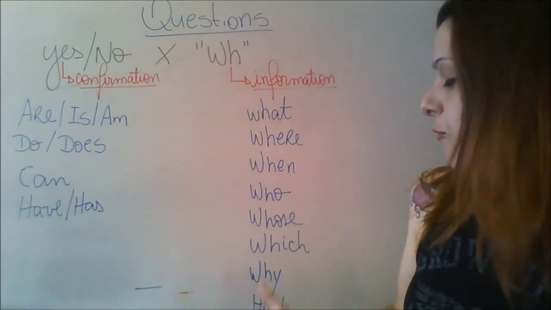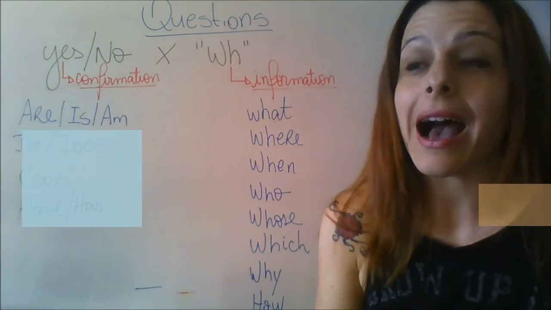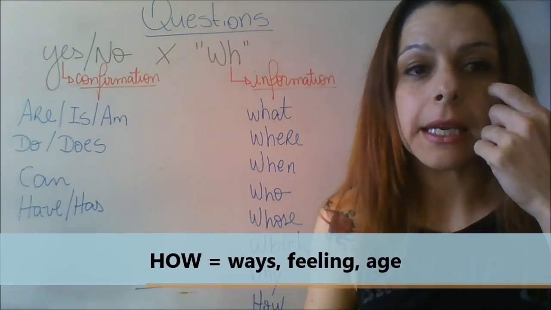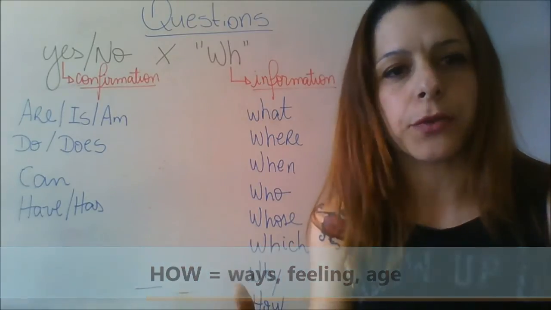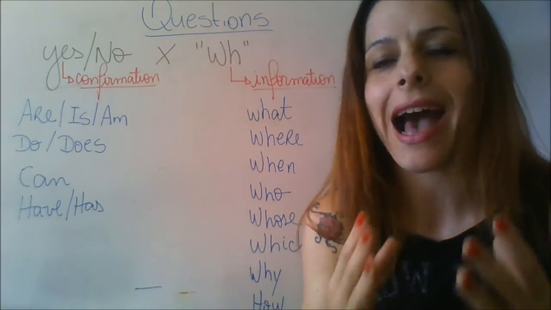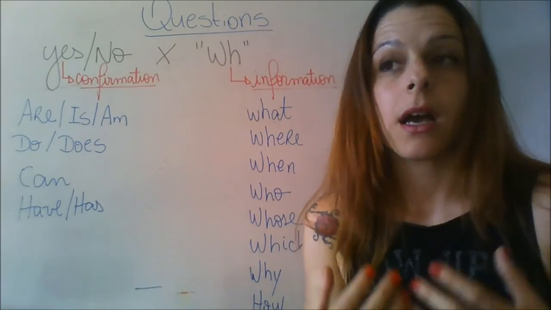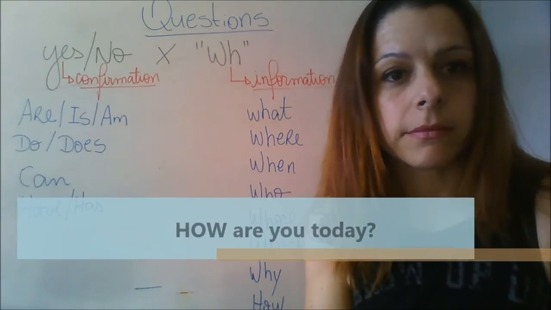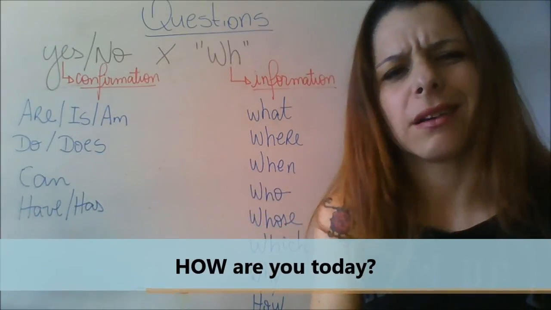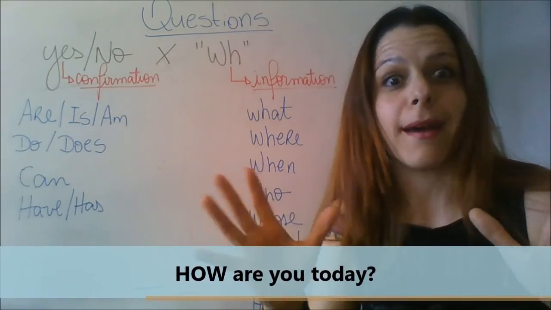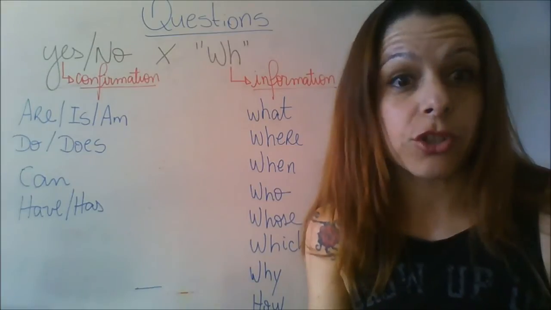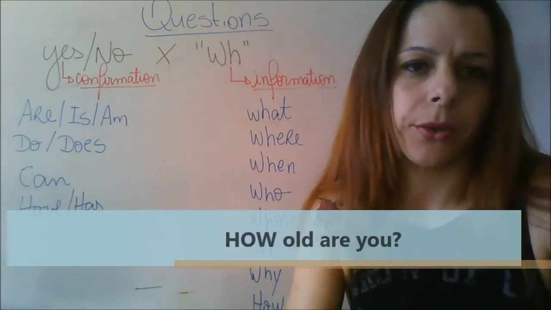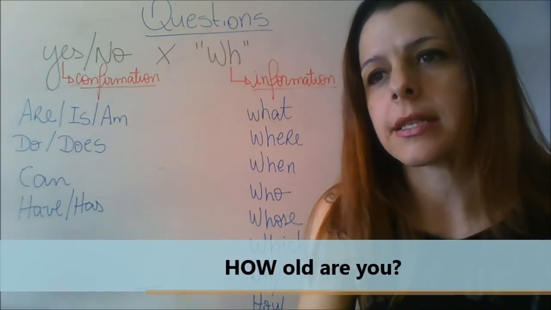Okay, and finally, how? Well, how can be combined with many different things. For example, I can use how for feelings. How are you today? I'm fine. Oh, I'm sad. I'm super happy. Okay? How are you? Or for age, how old are you? How old is this house?